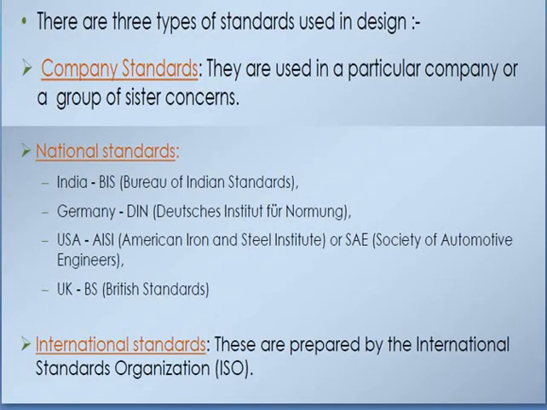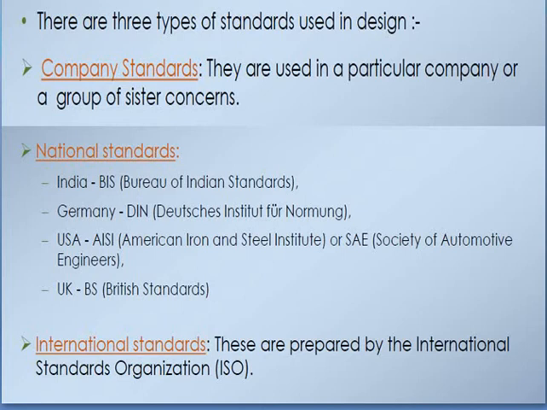There are mainly three types of standards which are used in the design process. The first one we have is company standards. These company standards are used in a particular company or a group of sister concerns. So these company standards are with respect to the individual companies, what they will be adopting in their companies.